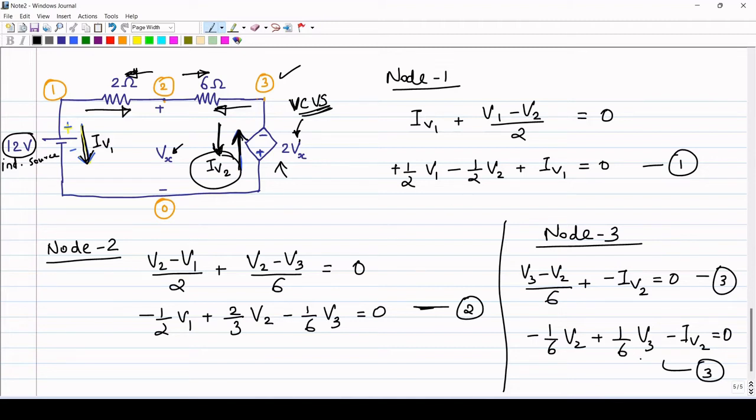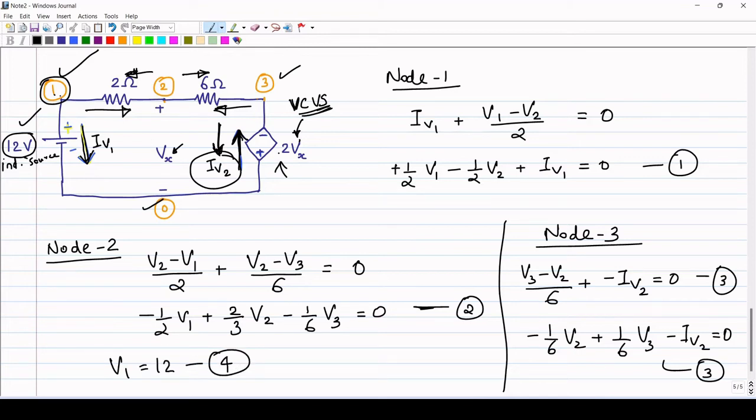Now we can write two more equations by looking at the circuit. What is V1? From the network you can easily see that V1 is nothing but 12 volt, because between node 1 and ground, or the reference node, 12 volt is connected. So V1 is 12 volt. That is our fourth equation.